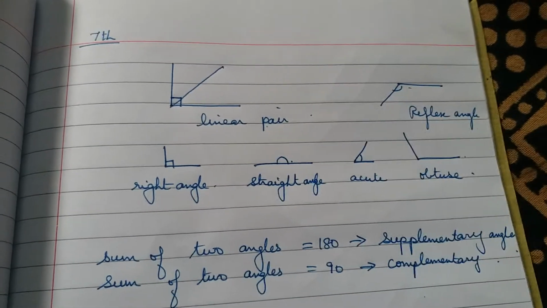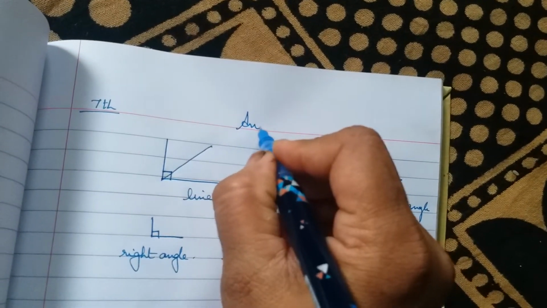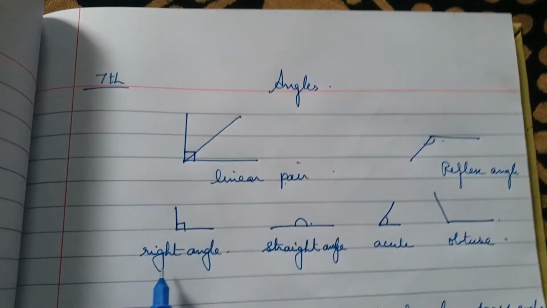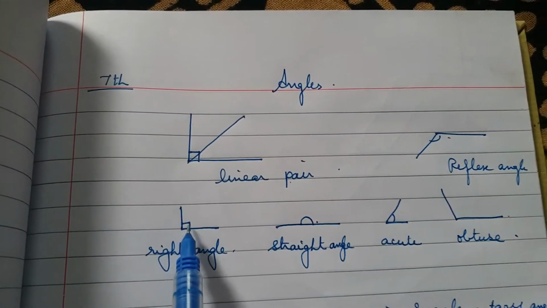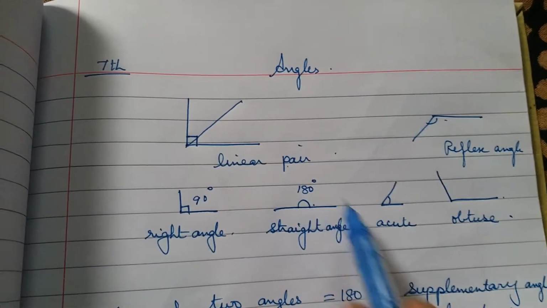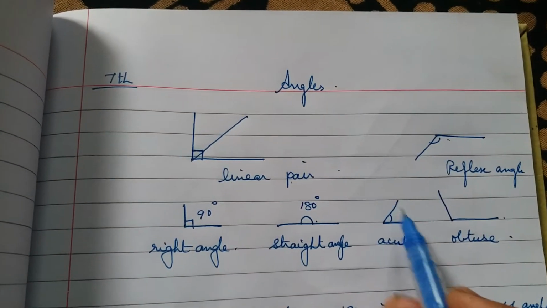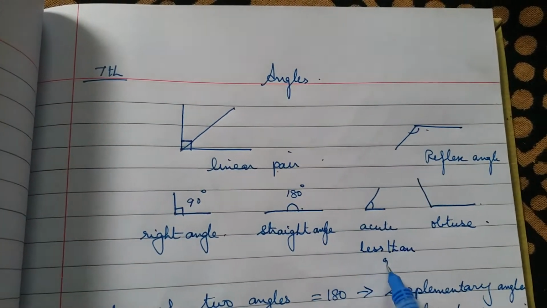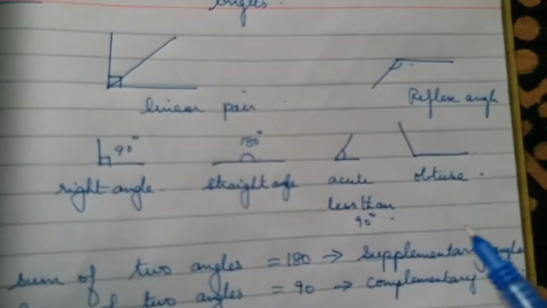7th Samacheer Maths, angles. We are going to deal with angles today. So you already know what a right angle is. If the angle is 90 degrees, it is said to be a right angle. A straight angle means the angle must be equal to 180 degrees. An acute angle means an angle less than 90 degrees. So less than 90 degrees means it is said to be an acute angle.